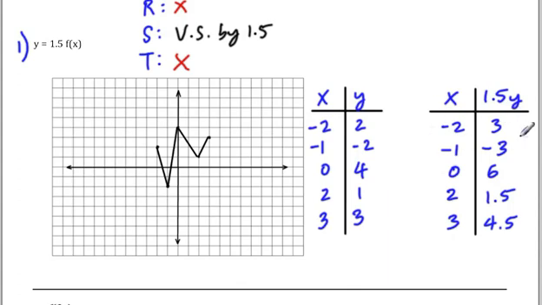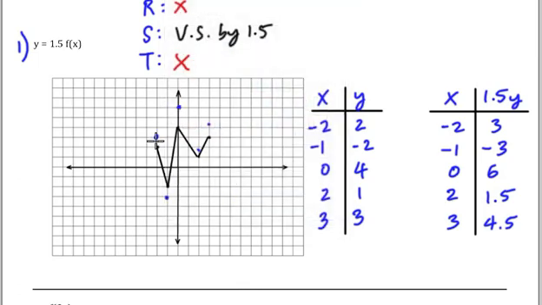So all we have to do now is plot these points. So -2, 3 will be here. Okay, -1, -3 will be here. 0, 6 is 0. This is 4. This becomes 5, 6. Right there. 2, 1.5. So this is 2. 1.5 will be somewhere here, just above. And finally, 3 and 4.5. So 3. This is 3. This is 4. This is 4.5. Just right there. So if I connect all the dots.